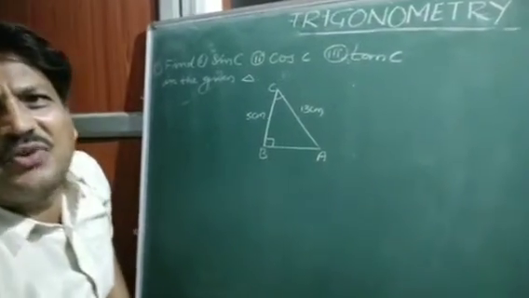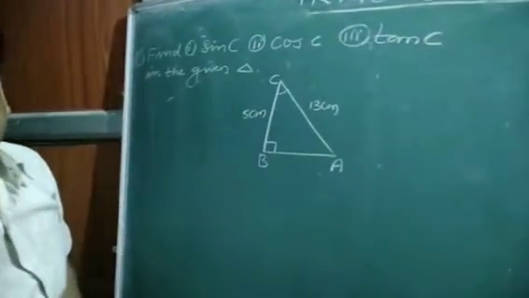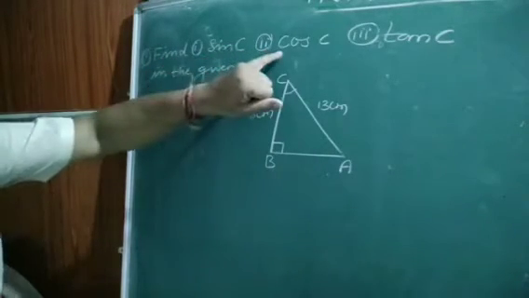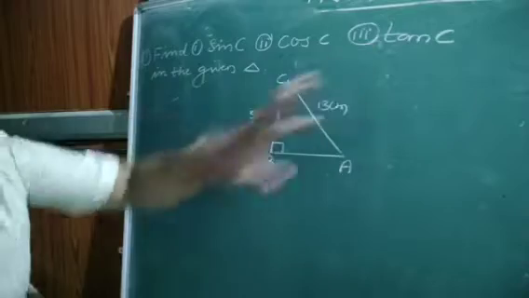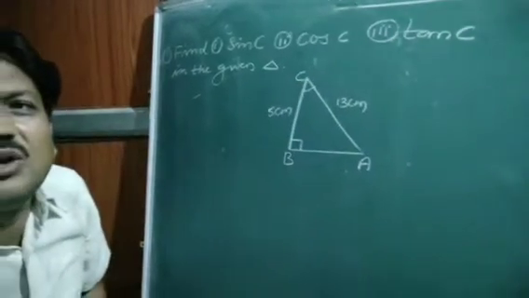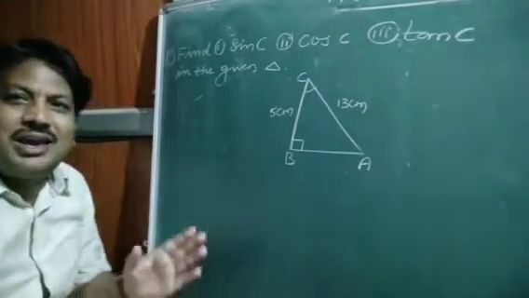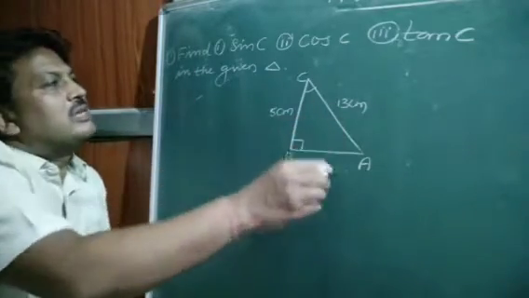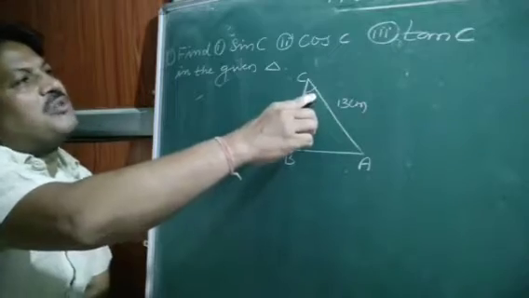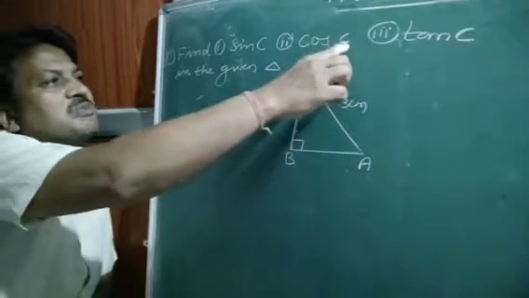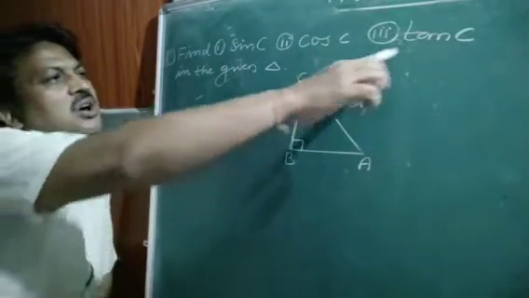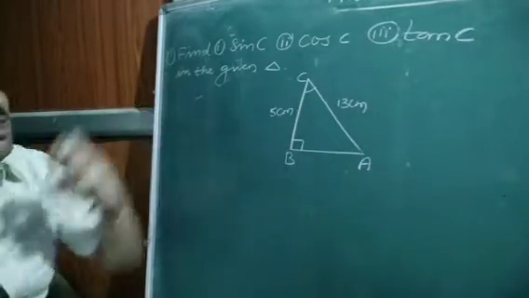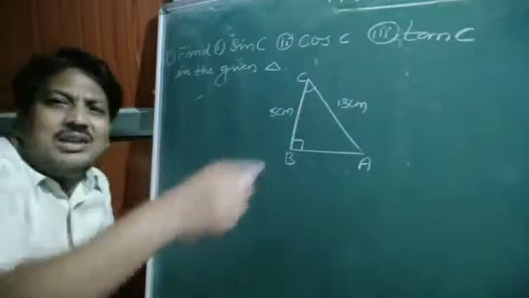Children, here we have to find out sin C, question number 2 cos C, question number 3 tan C. Okay children, we have to find all the three. So children, see here. First of all, to find out all the three, with respect to C we have to find out sin value, cos value, and tan value. So for finding all the three, the values of all sides are required.